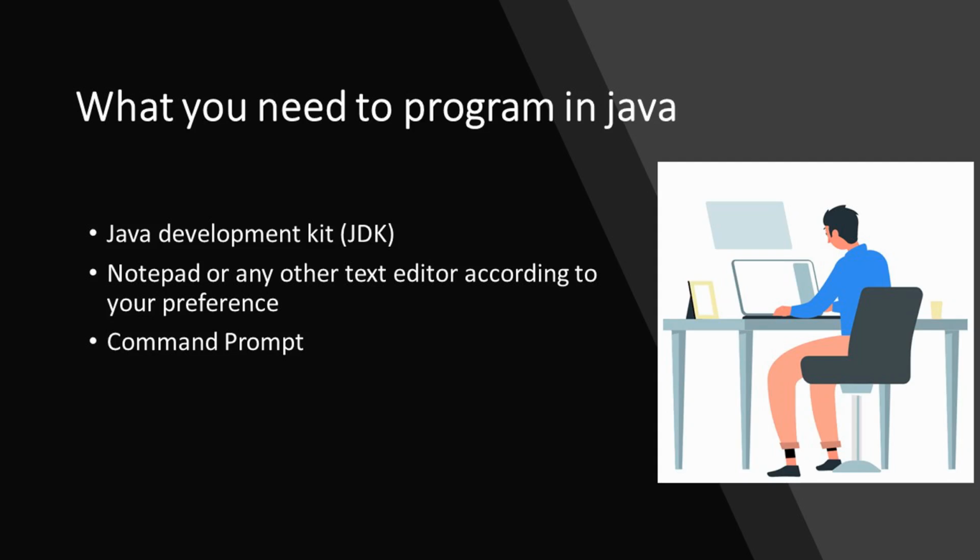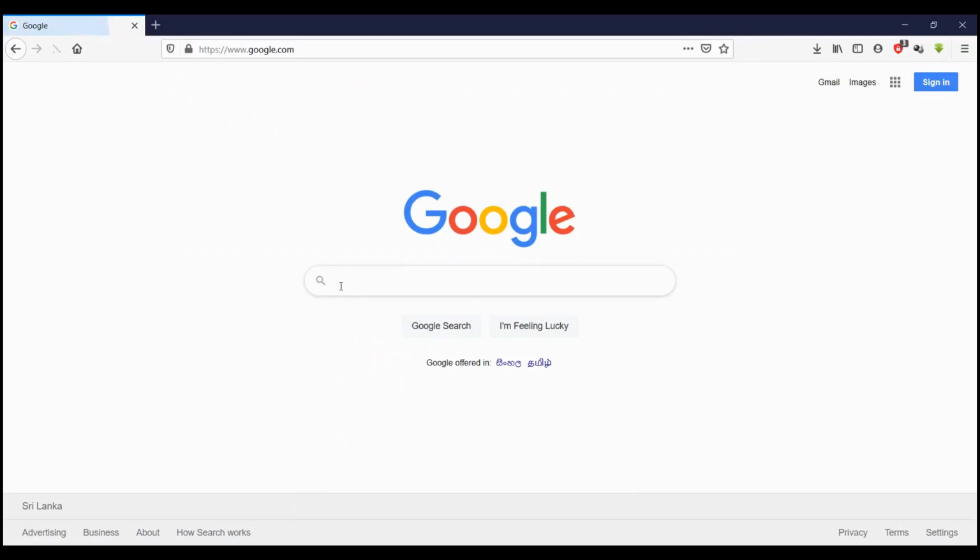Then you need the text editor for your programming. You can use any text editor as you wish. You can also use Notepad. We have recommended Notepad++ or Microsoft Visual Code. Some advanced IDEs such as IntelliJ or Eclipse can also be used according to your preferences. You can use command prompt to compile the Java program.